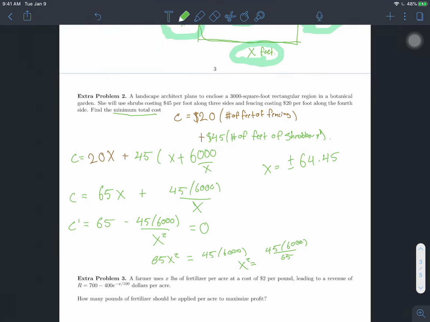So, which one is it? 64.45 or negative 64.45? What do we think? Should we make a table and figure out? It's the positive numbers. It should be the positive number. Can you explain why? Because you can't have negative something. Exactly. I can't have a negative amount of fencing. It's as simple as that. So I'm pretty sure that the answer is going to happen at x equals 64.45. How could we double check that this is actually a max, or a min, excuse me?